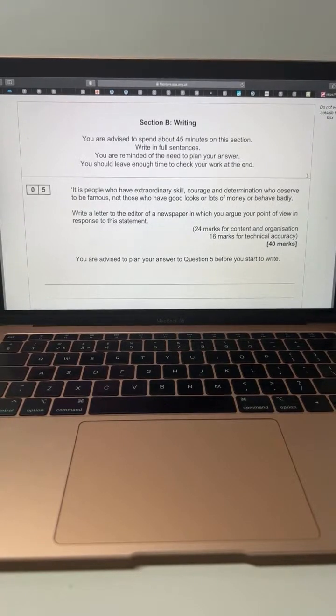Right, so let's have a look at it very quickly and just cover it. If you're asked to write a letter, remember you need to show the examiner you know how to write a letter. So when you write a letter, you need to start off with Dear.